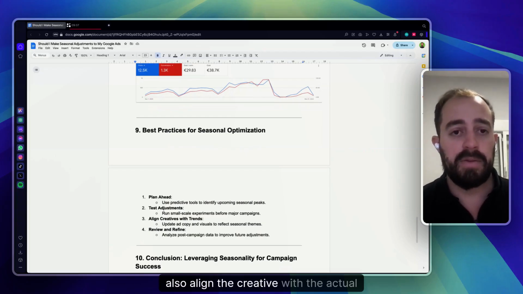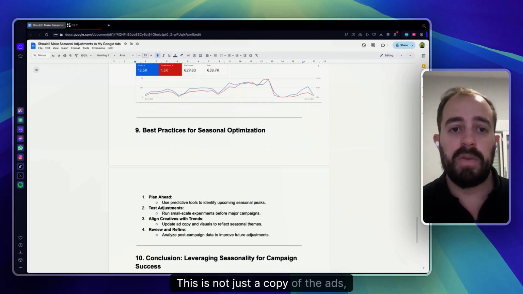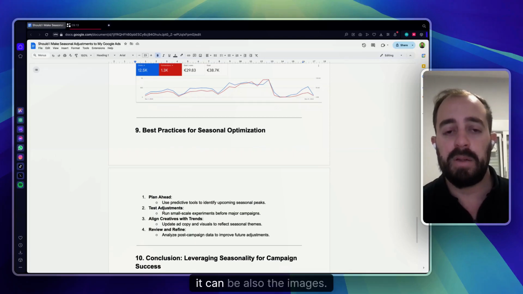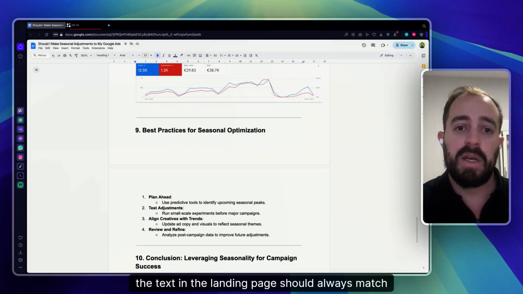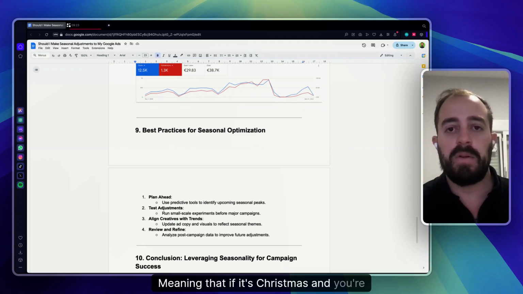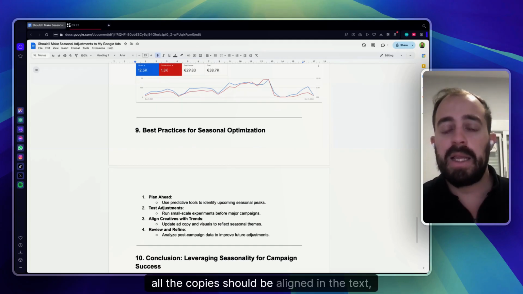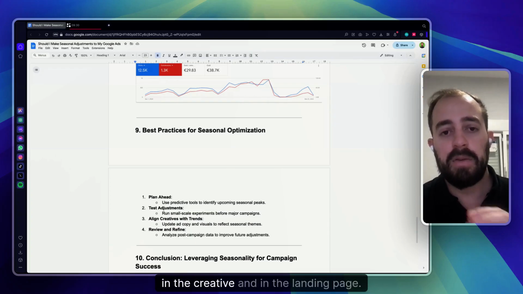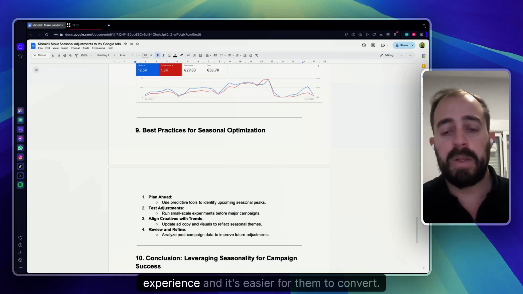Also, align the creative with the actual seasonality. This is not just the copy of the ads, it can also be the images. The text in the landing page should always match the actual offer or seasonality, meaning that if it's Christmas and you're offering, let's say, a Christmas 20%, all the copy should be aligned in the text, in the creative, and in the landing page, so the user has a better experience and it's easier for them to convert.